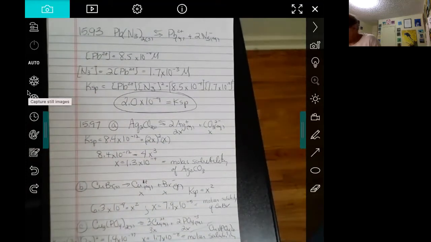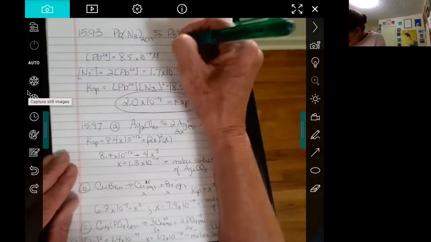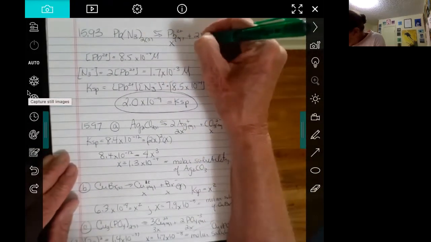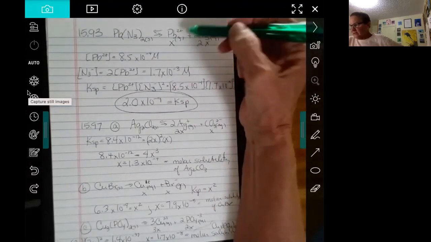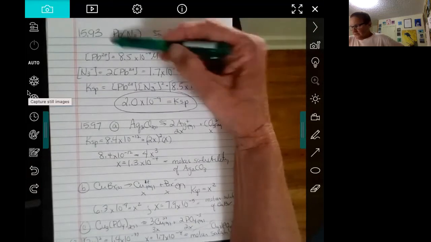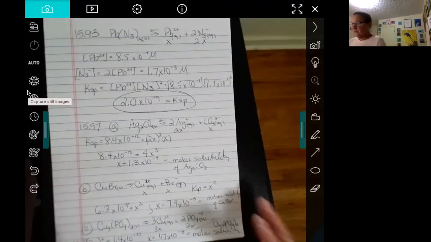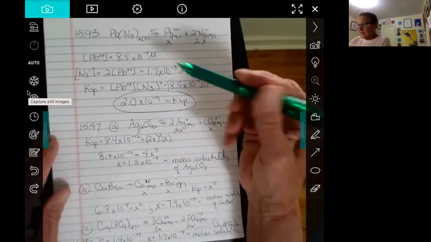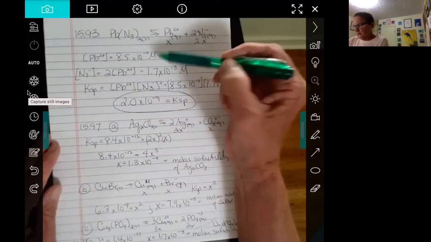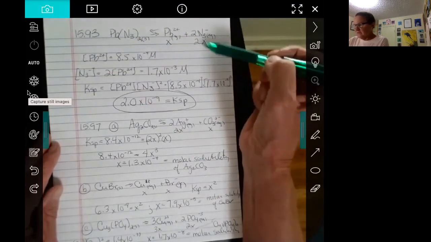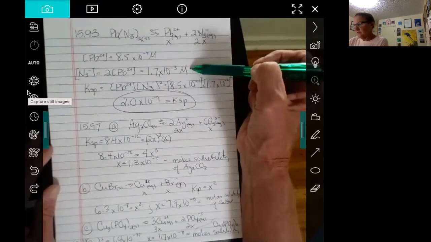When this compound dissolves, we get twice as much of the azide as of lead. So this is the only thing that dissolved based on how the problem's written. We didn't put any other form of the ions in there. And the lead concentration is 8.5 times 10 to the minus 4 molar. So that means the azide concentration is 2 times that. So it's 1.7 times 10 to the minus 3.